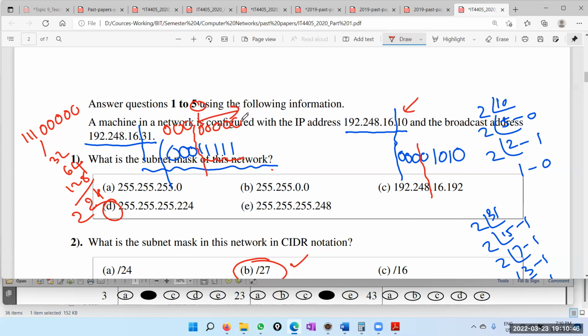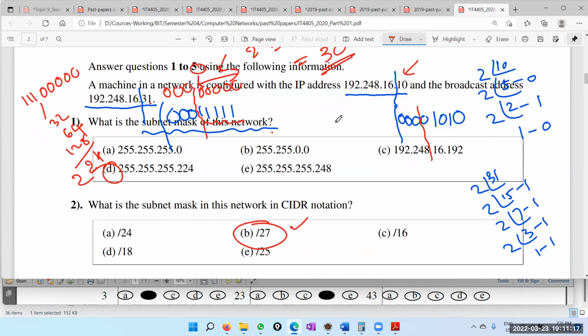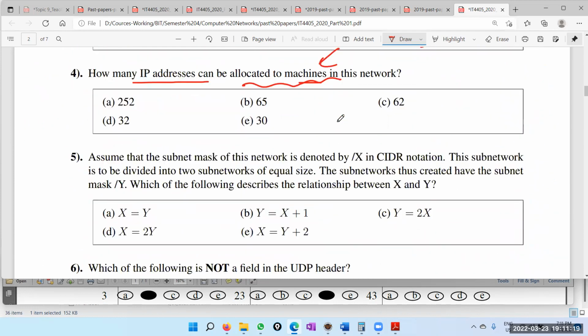So anyway, how many bits do we have to play around with? 5. So when we have 5 bits to play with, there are 2 to the power 5 patterns. 2 to the power 5 means 2, 4, 8, 16, 32. That means we are getting 32 IP addresses for hosts in our subnetwork, but we have to reserve 2 IP addresses. One is this and the other one is the subnet ID. So therefore, we can have 30 IP addresses that can be assigned to the machines or hosts. So the answer must be E.